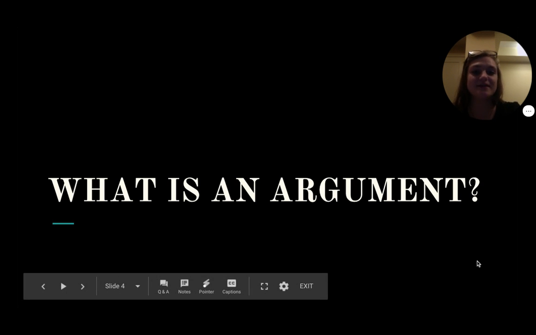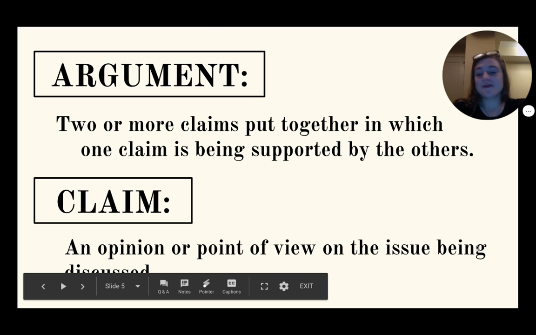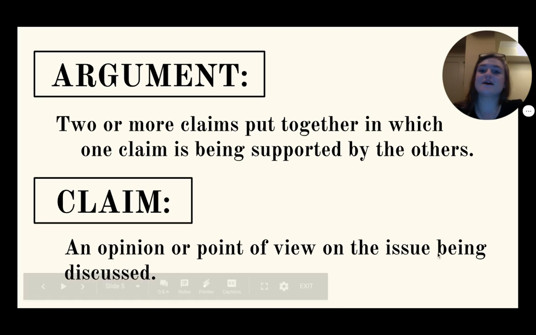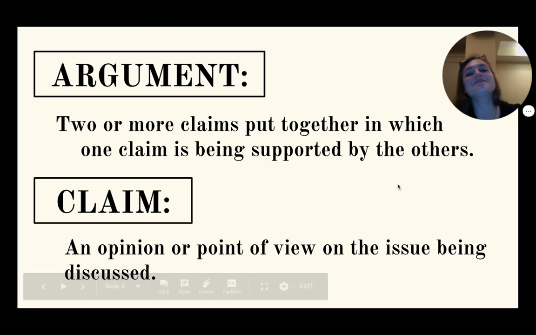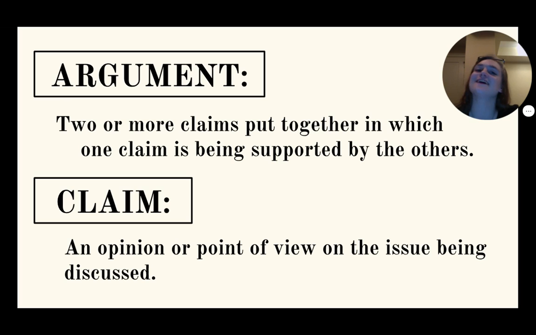What is an argument? So an argument's not just bickering back and forth. It must have 2 or more claims put together in which one claim is being supported by the others. Now, what's a claim? A claim is an opinion or point of view on an issue being discussed. So it's wherever you position yourself in alignment for the issue.